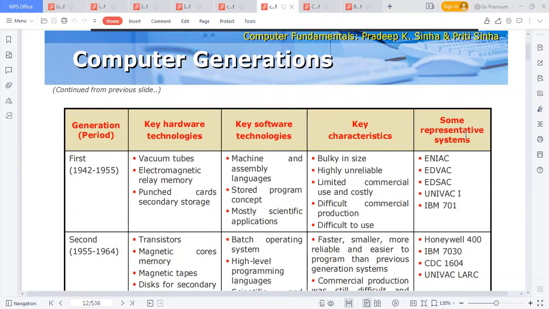Now some representative systems. These are examples of first generation computers: ENIAC, EDVAC, EDSAC, UNIVAC I, IBM 701.